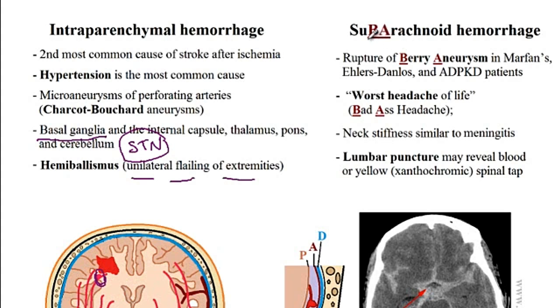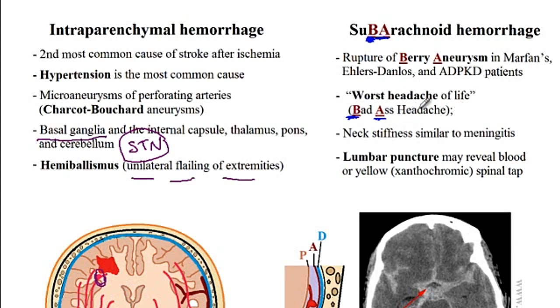So subarachnoid, BA, is associated with berry aneurysm. And so berry aneurysms are usually seen in patients with Marfan's disease, Ehlers-Danlos, as well as autosomal dominant polycystic kidney disease. The other characteristic of this type of hemorrhage is that patients complain of the worst headaches of their life. So another memory aid here is again BA. Bad ass headache is associated with subarachnoid hemorrhage.